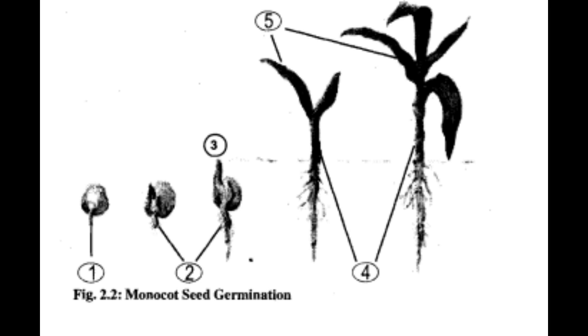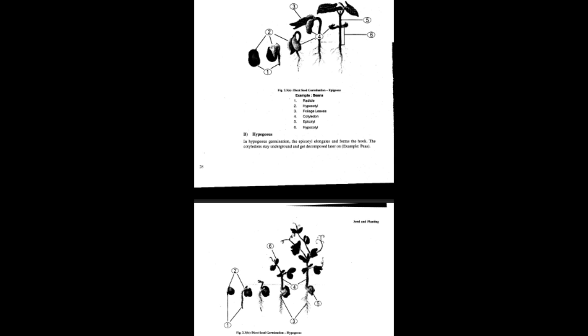For example, monocot seed has different germination pattern in comparison to that of dicot seeds. Let us examine both the germination patterns separately. Monocot seed germination. In monocot seeds, the radicle and cotyledon are covered by a coleorhiza and coleoptile, respectively.